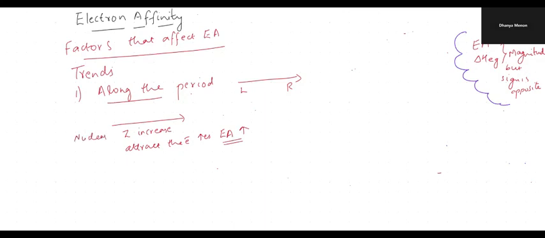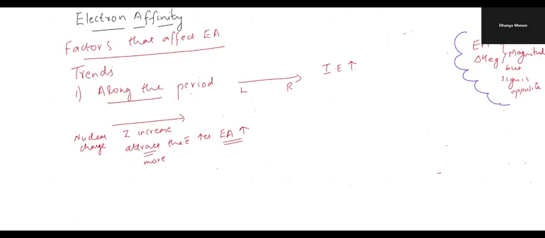If nuclear charge increases, they will attract the incoming electrons more. So more energy is released, so electron affinity increases. Same we saw for ionization energy also. That also increases, right? The explanation is the same. Special cases we will be learning. First, we will learn down the group.